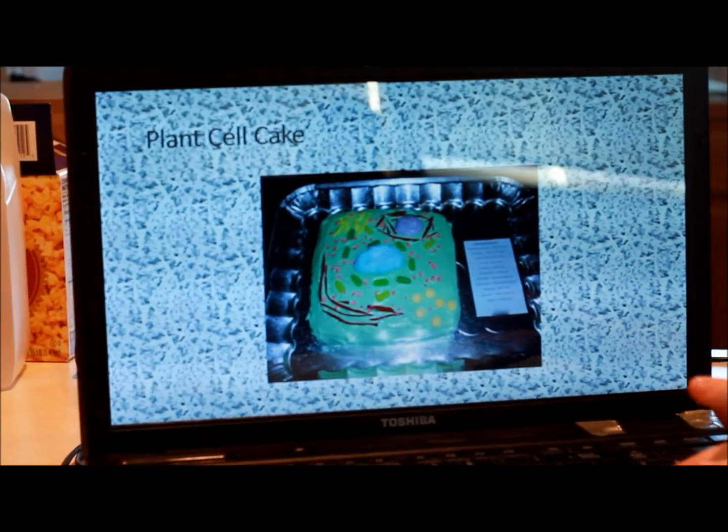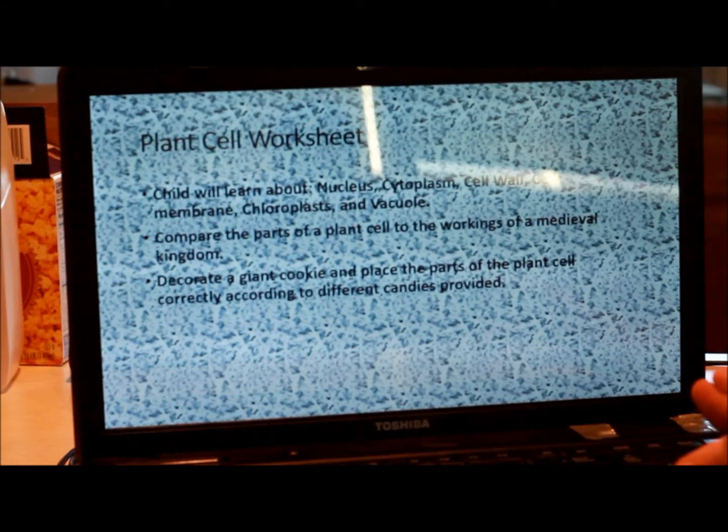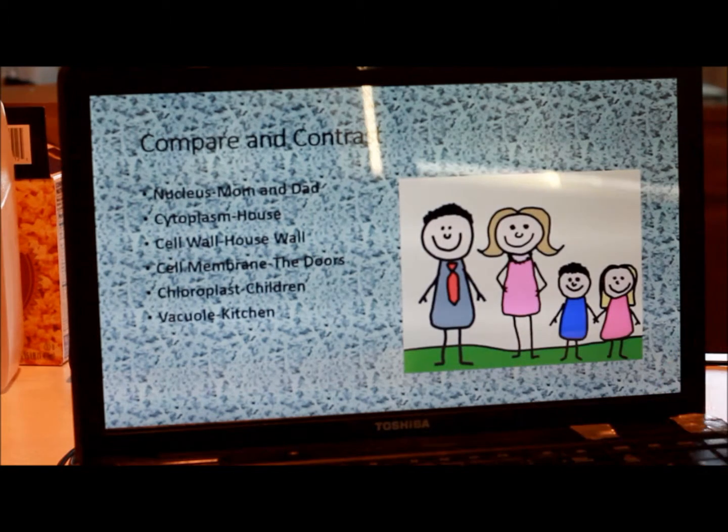And if we'll go back to the PowerPoint, there is a plant cell worksheet that I have for my benefit, so that I remember what all the parts are in charge of doing, so that we can compare and contrast to a house. The parts that we were going to go over were the nucleus, which is going to be mom and dad. The cytoplasm was going to be the actual house, like the floor plan. And the cell wall was going to be the house walls that keep everything in. And the cell membrane is going to be the doors on the house.